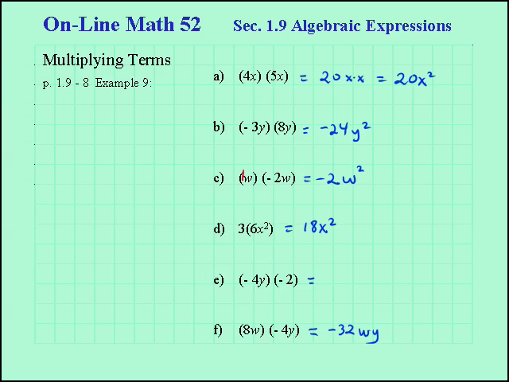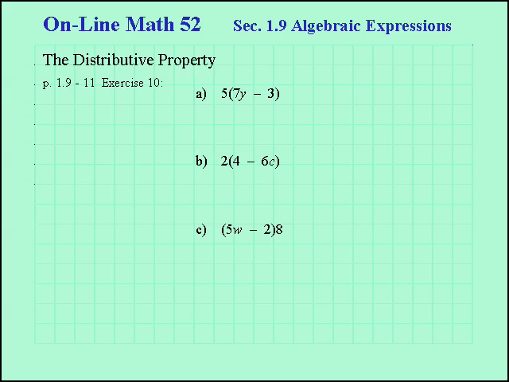Letter E, negative 4y times negative 2. Negative 4 times negative 2, the coefficients, positive 8. And it's y. There's no y squared or anything else. It's just y. Positive 8y. Okay? All right. Next.